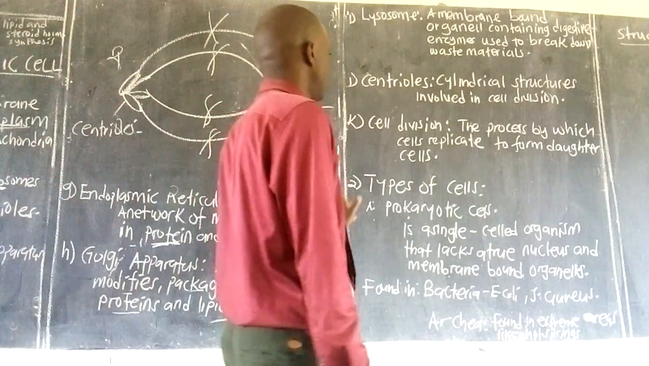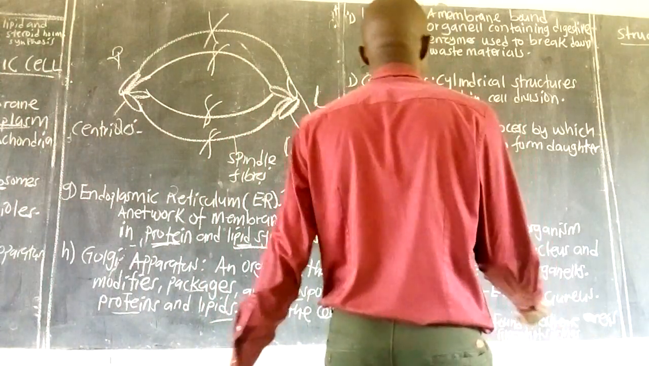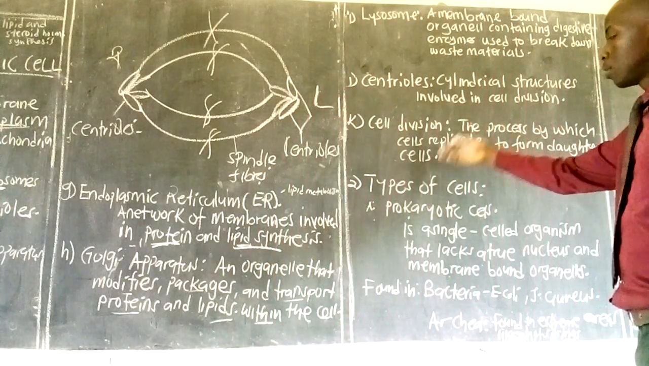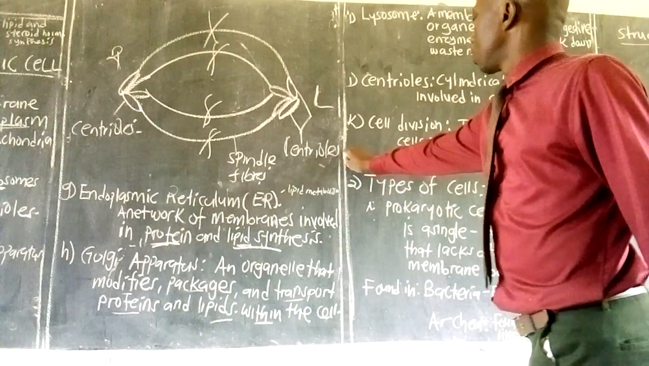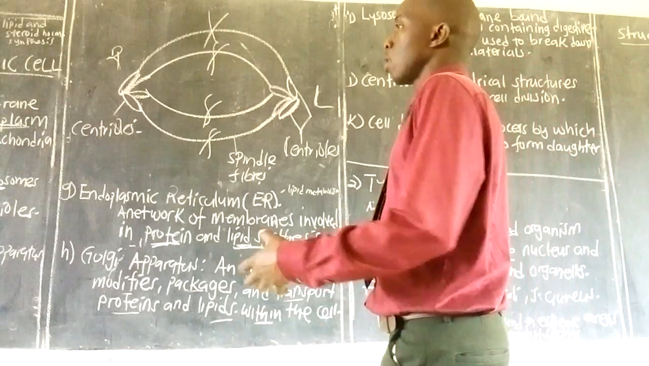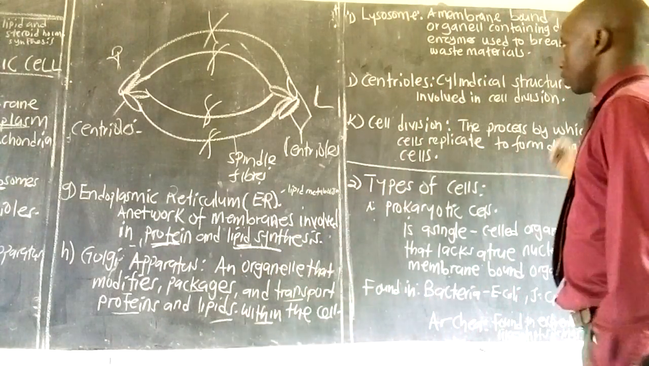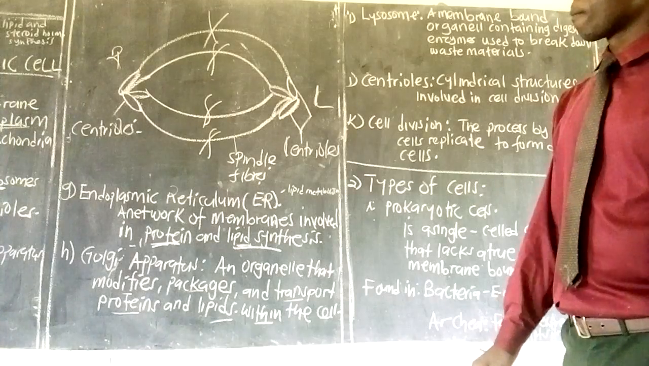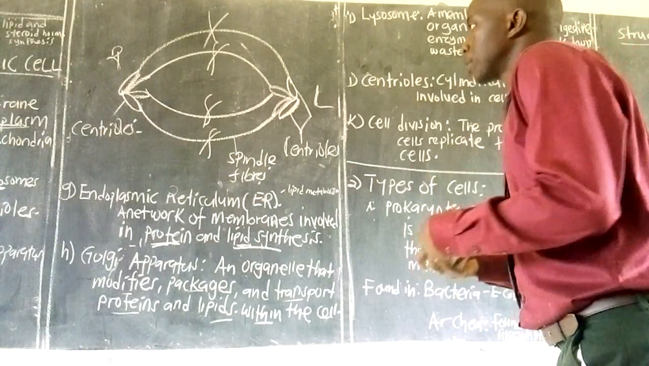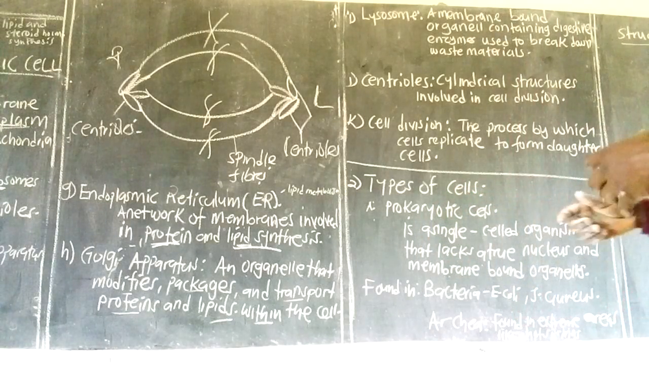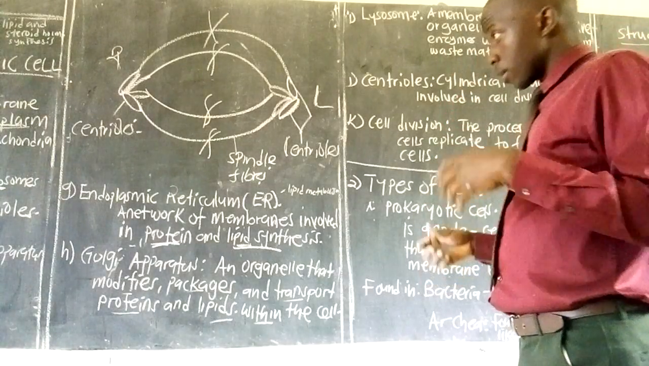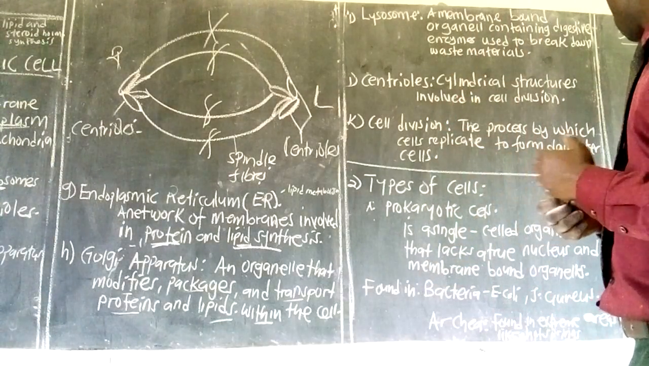Then lastly, let's talk about cell division, but we are going to see it in detail. This is the process by which cells replicate to form daughter cells. That is cell division. How cells divide from one cell to another. So far we have seen the structure of a eukaryotic cell, the parts that make up the eukaryotic cell, and their functions. So thank you so much for those that are still following us.